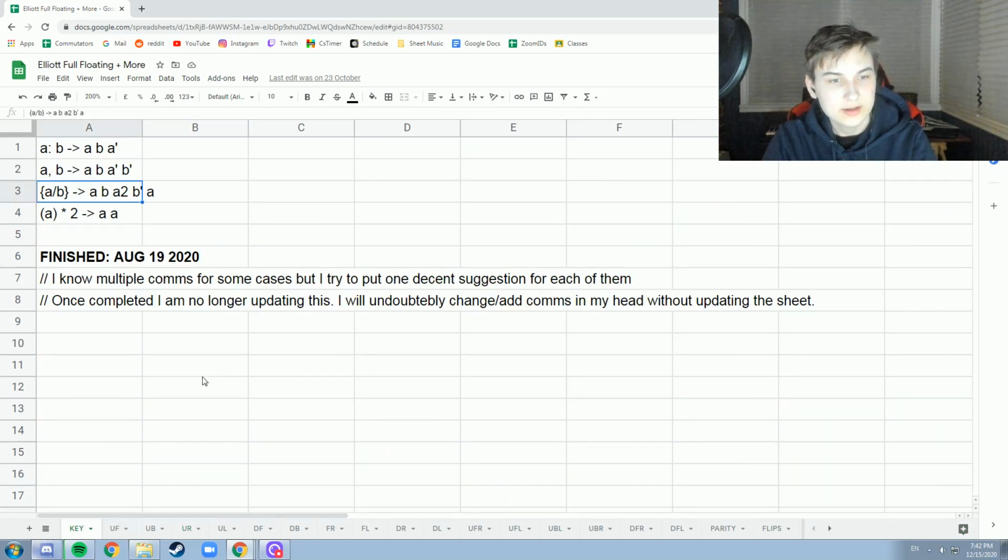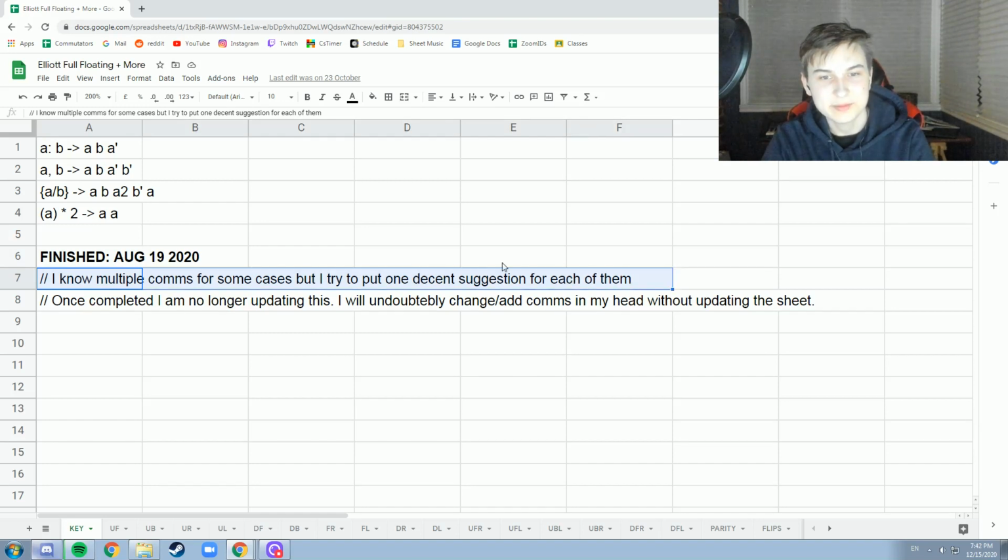Other than that, I know multiple columns for some cases, but I try to put one decent suggestion for each of them. What I mean by this is that there's some cases that with experimentation, I found multiple columns for. So some of them would maybe be like, oh, you use a left hand regrip here instead of right hand regrip. And at the end of a solve, sometimes regripping with the left hand can assure consistency.